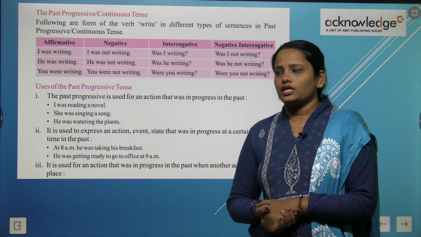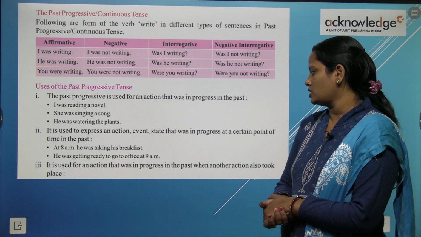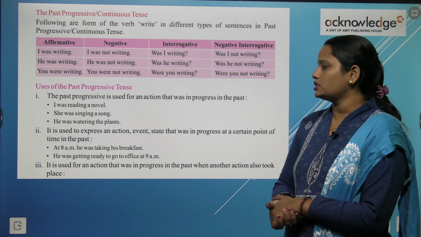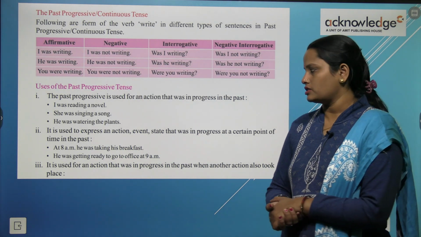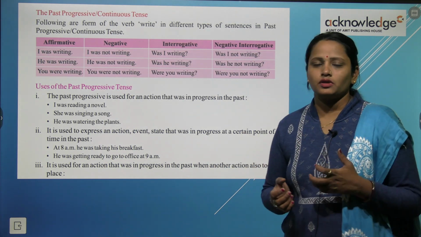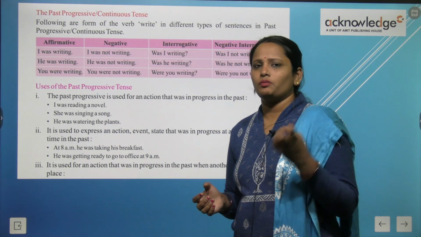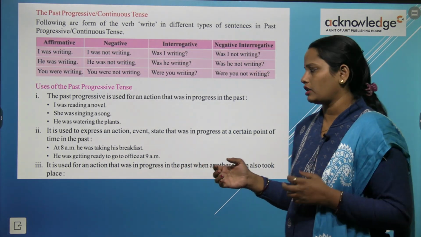Now the second point says it is used to express an action, event, state that was in progress at a certain point in the past. So ये ऐसे इवेंट या फिर एक्शन के बारे में बताता है जो प्रोग्रेस में था एक सर्टेन पॉइंट पे, किसी टाइम के एक पर्टिकुलर पॉइंट पे वो प्रोग्रेस हमें चल रहा था.